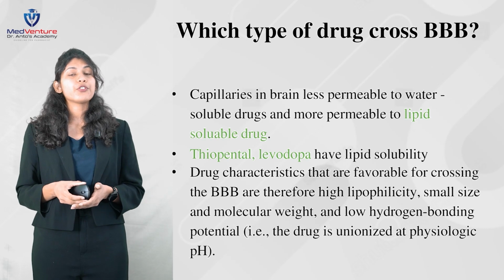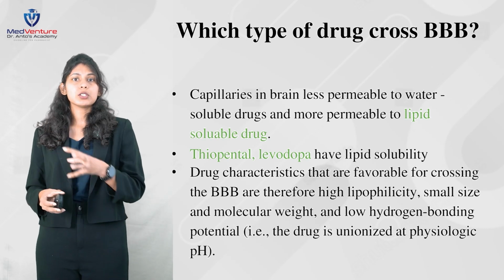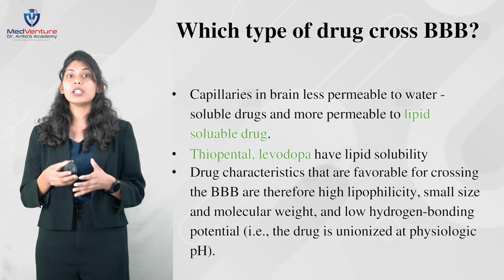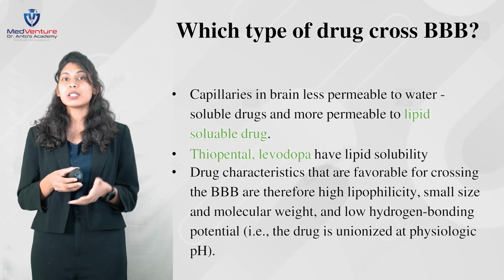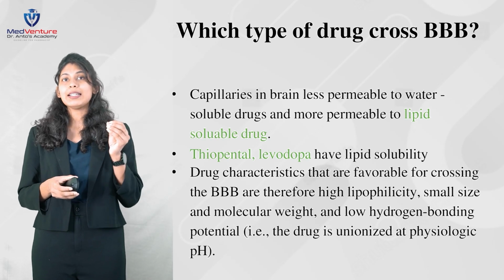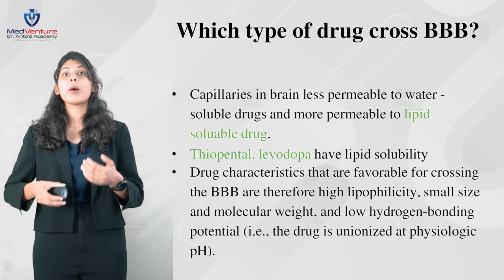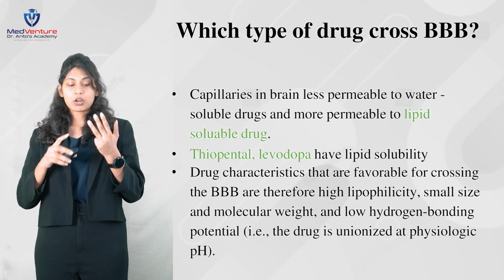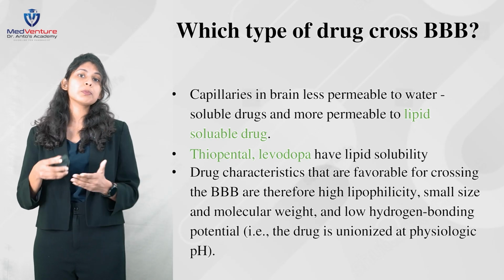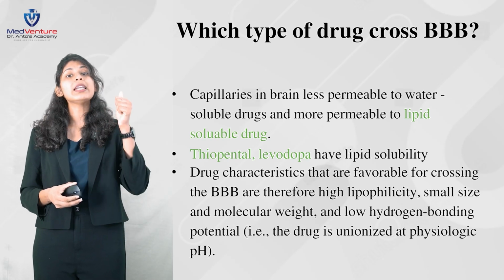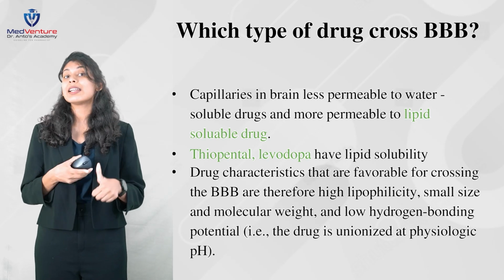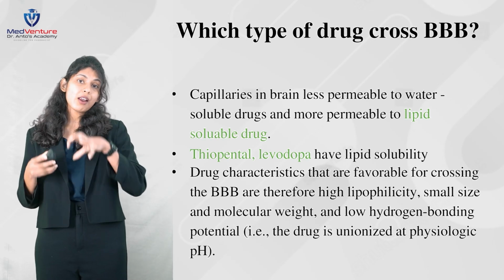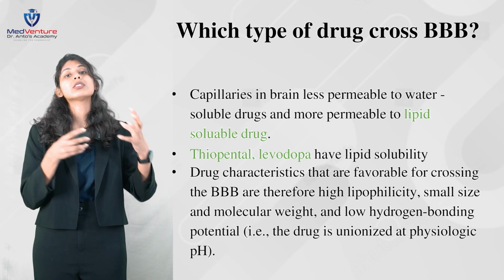Next question: which type of drug crosses the blood-brain barrier? Not every drug can cross it. It has a selectively permeable membrane, and only selected drugs can cross. Capillaries in the brain are less permeable to water-soluble drugs and more permeable to lipid-soluble drugs. Before going into this, any drug, in order to get absorbed or cross the blood-brain barrier or a cell membrane, needs to be lipid-soluble. These are also known as lipophilic drugs. Lipophilic means lipid-loving. Drugs that are lipid-soluble can cross the membrane easily.